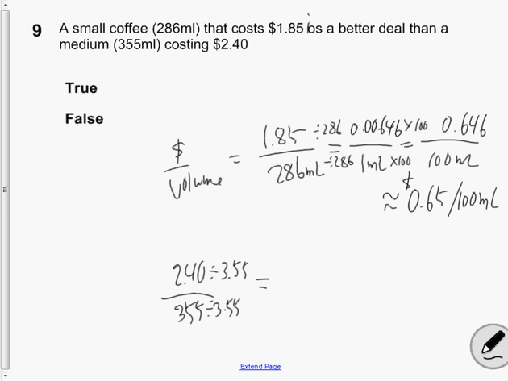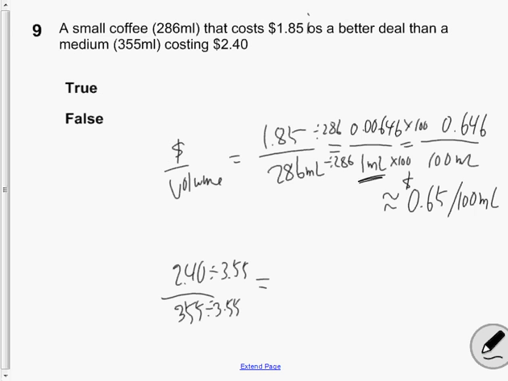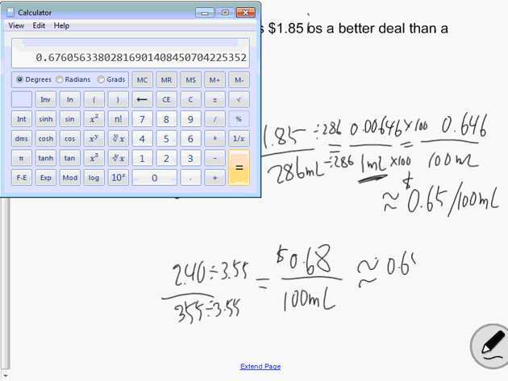And the reason why I'm going to do that, if you take your calculator and you take 355 and divide it by 3.55, you end up getting that 100 without having to go to this 1 milliliter thing. So I'm going to get to 100 milliliters right away. And all I need to do is take $2.40, divide it by 3.55, and I get my answer of 0.68, roughly, per 100 milliliters. So it's approximately 68 cents per 100 milliliters.